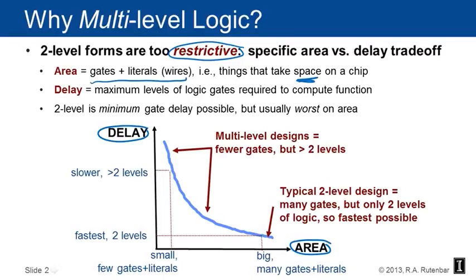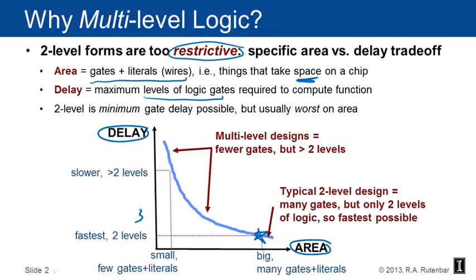And the vertical axis is delay. You can think of this as the maximum number of levels of logic gates required to compute the function. And the delay axis goes from fast to slow as we go up. Two-level logic really represents a very particular area versus delay trade-off. It is basically the fastest kind of logic in general because it's only two levels of gates. But as a consequence, it's usually also the biggest because it takes a lot of work to make something go that fast.